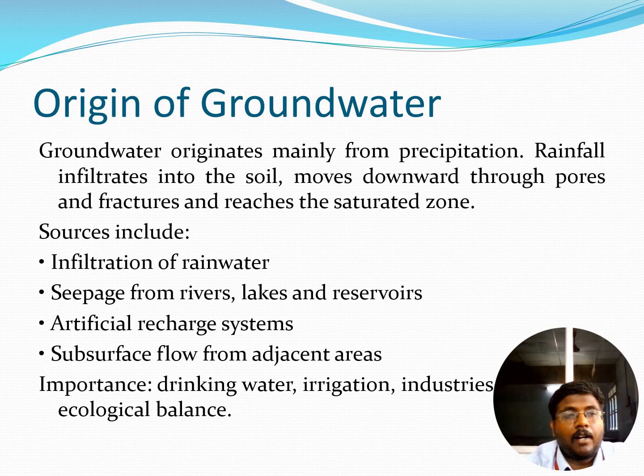When the rain falls or snow melts, a large portion of water does not evaporate or run off into the lake. Groundwater originates mainly from precipitation. Rainfall infiltrates into the soil and moves downward through porous and fractured material until it reaches the saturated zone.